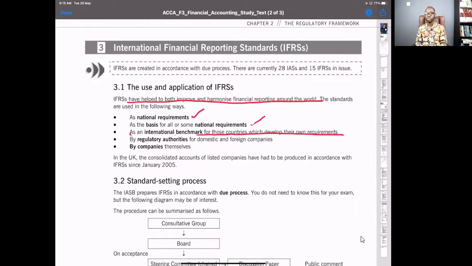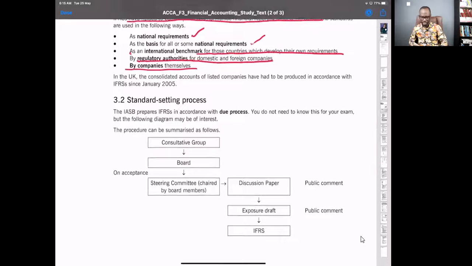Then that fuses into the point I just mentioned, an international benchmark for those countries who develop their own standards. If you are doing something, you need to have a benchmark, a standard on how the thing has to be done. So who becomes your benchmark? If in Ghana we are developing national standards, who do we look up to? You look up to the IFRS because that is a top quality standard-setting body. Three, by regulatory authorities for domestic and foreign companies, and then by companies themselves.